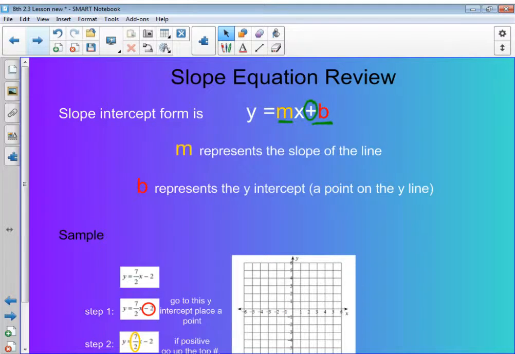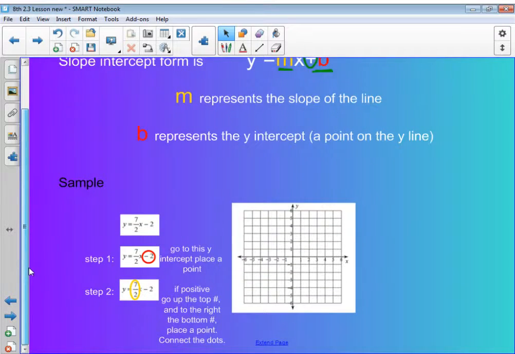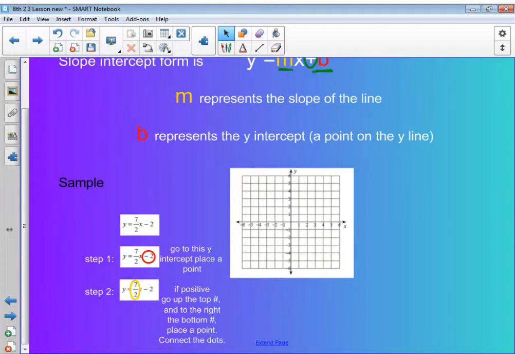Okay, so we're going to go ahead and jump right into this. As I look through this sample, I'm going to see if I can get this to scroll down a little bit. I'll just move my graph up. As I work through this sample, you'll see that I've got y equals 7/2x minus 2. So yesterday we worked on identifying which of those was the y-intercept and which was the slope. So when we solve these, we always have to start with the y-intercept. That is going to give us our first point.